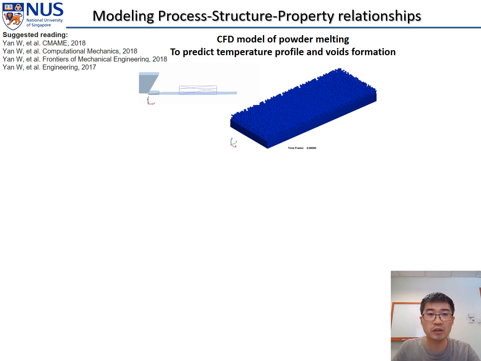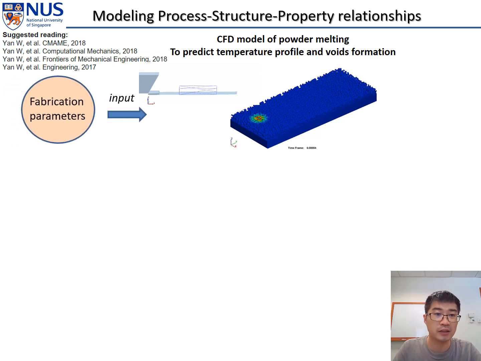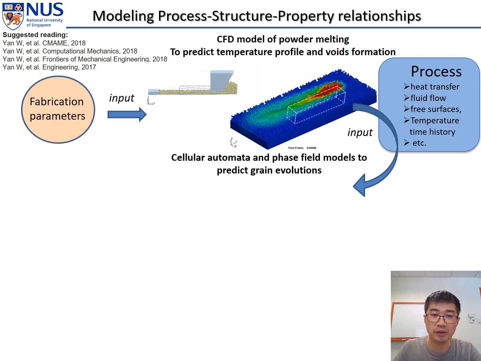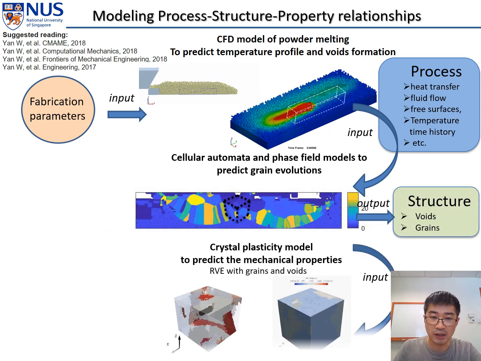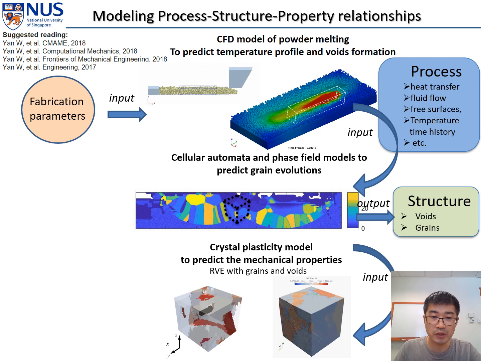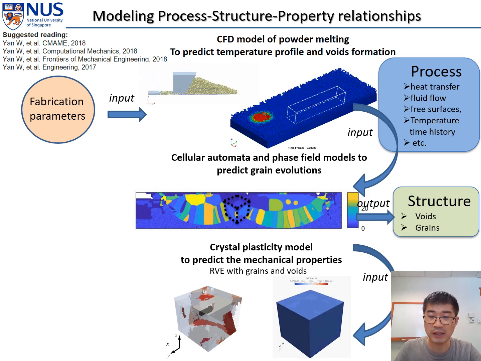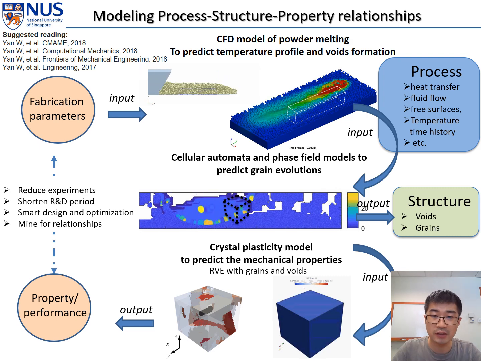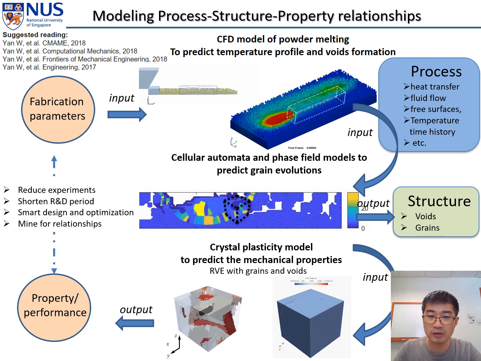So the overall framework of our work is focused on modeling of process-structure-property relationships, including the process modeling. Here, when we get the fabrication parameters, we simulate the temperature profile and void formation, and then we input them into cellular automaton and phase field models to predict grain evolutions. With this structure information, we use crystal plasticity models to predict mechanical properties, so that we can replace most of the trial and error experiments. So today I will just focus on the microstructure evolution models here.